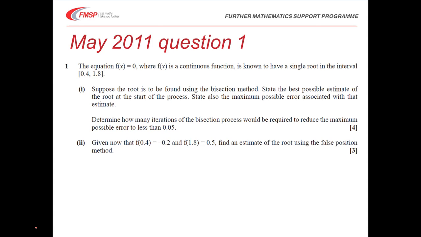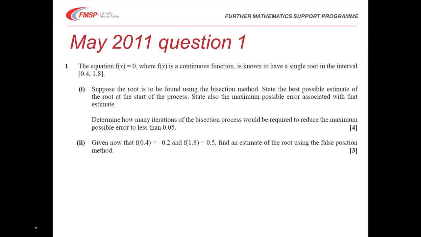Next question is from May 2011. It's question 1. And we have a continuous function. It's got a root between 0.4 and 1.8. We're going to find that root using the bisection method. But the first thing it asks is something a little bit different. It says state the best possible estimate of the root at the start of the process. Then it says state the maximum possible error associated with that estimate.